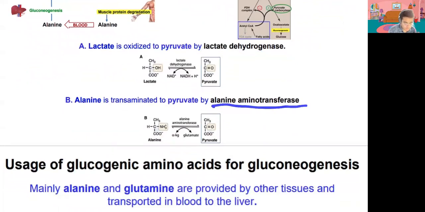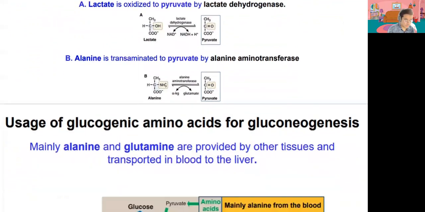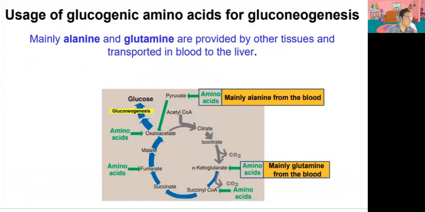Alanine aminotransferase, what does this guy stand for? ALT, right? One of the liver functional enzymes that you guys use on a daily basis to see if the liver is functioning okay. So there is some practical use to this knowledge.